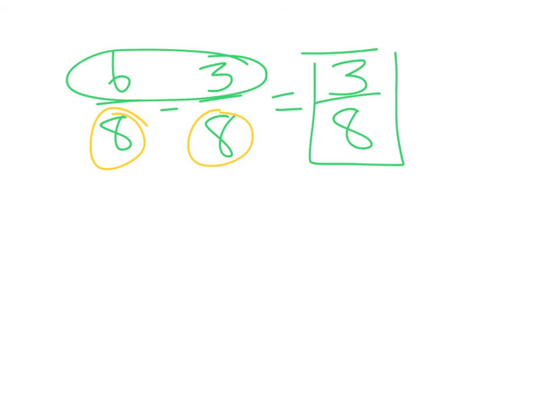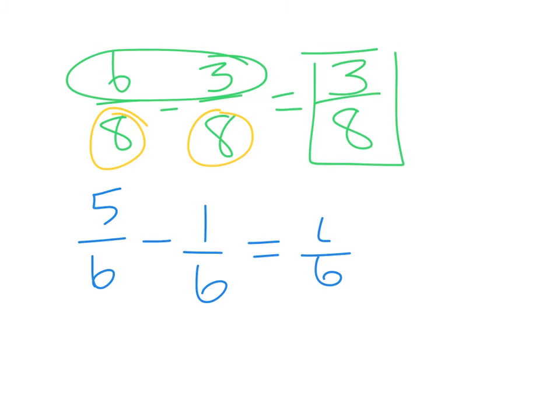Okay, let's try another one. What if I have 5/6 minus 1/6? First step, check the denominators. Are they the same? Good. So now I can subtract. 5 minus 1 is 4. Very good. Am I finished? No, I can simplify this. What's a common factor to both 4 and 6? 2. 4 divided by 2 is? 6 divided by 2 is?